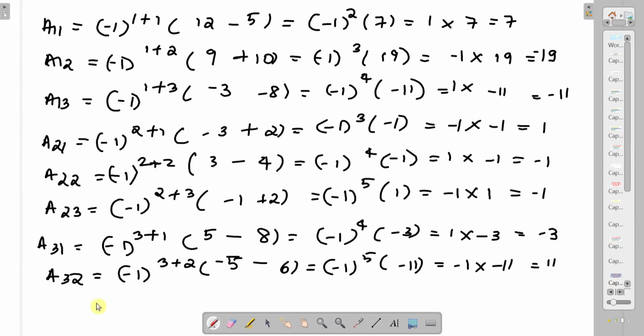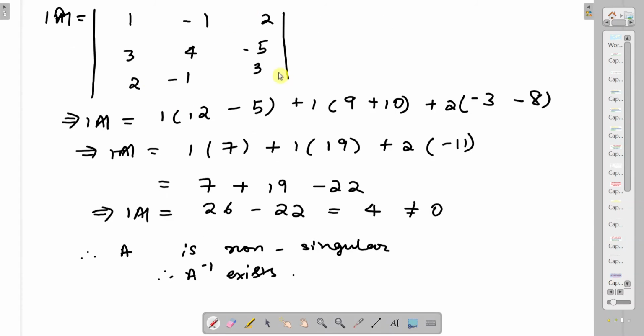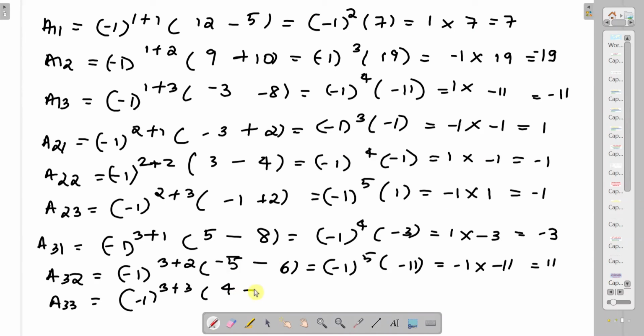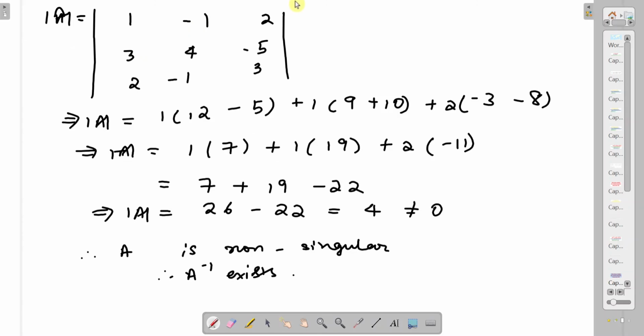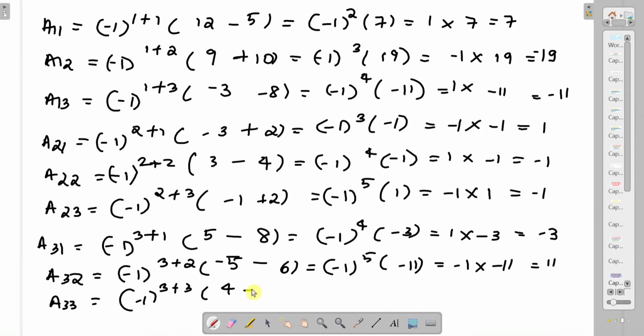which is 11. Then A33 is minus 1 raised to 3 plus 3 times, third row and the third column we have to hide. 4 times 1 is 4, and then we have minus of 3 times minus 1 is minus 3, so plus 3. Okay, minus minus plus 3, so this is equal to minus 1 raised to 6 times 7, so 1 times 7, which is equal to 7.